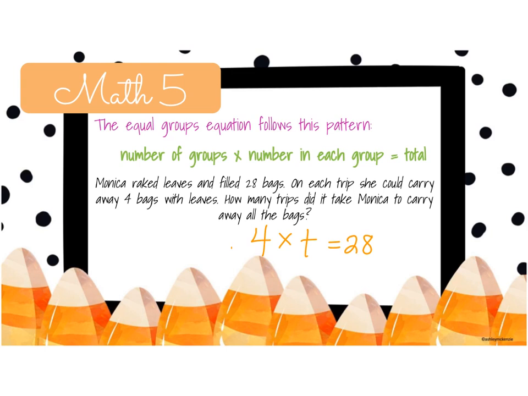So to solve this, this is what I saw on a lot of your boards at first: 28 divided by 4 equals 7. When you rewrote it this way, I then saw your answer like this. Beautiful. Y'all did awesome. Exactly what you need to be doing.